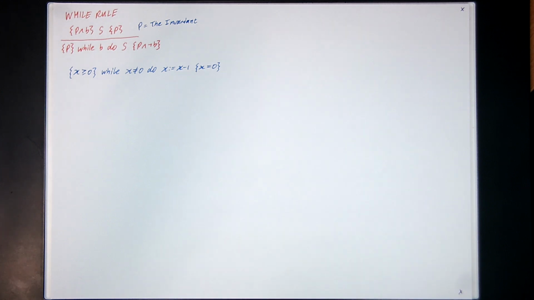Okay, so we finally have one more rule to add to our language of Hoare logic, and that's the while rule. The while rule allows us to add looping to the language. So what is the while rule?